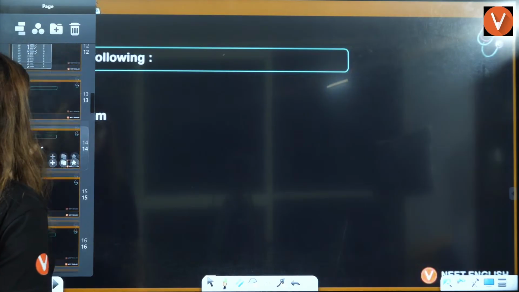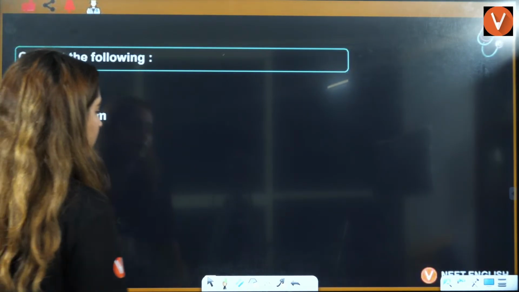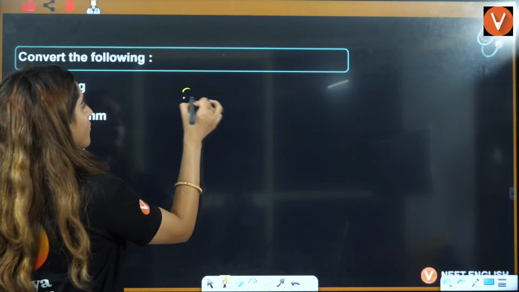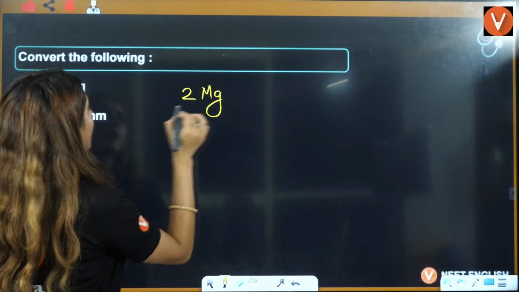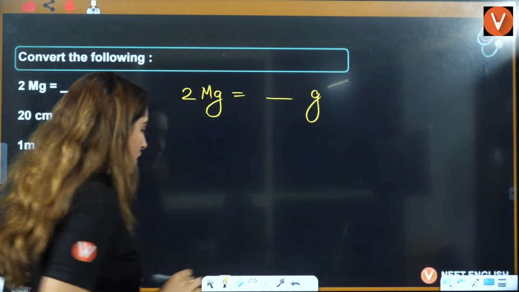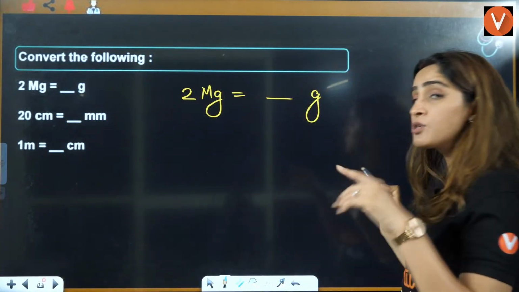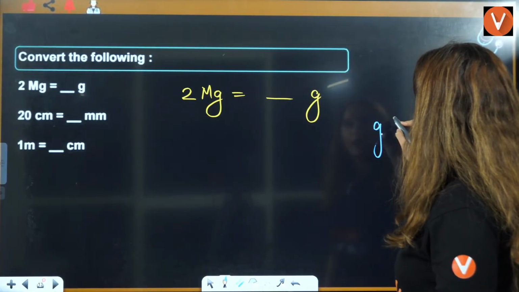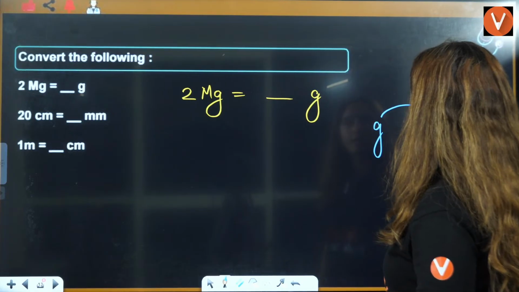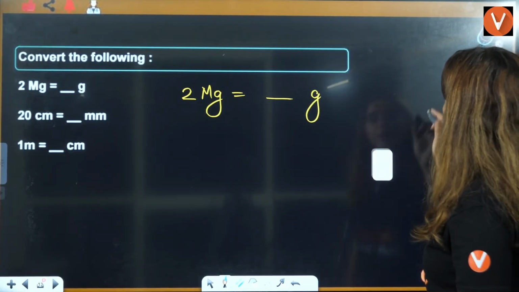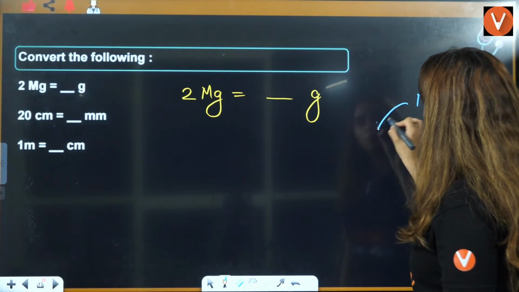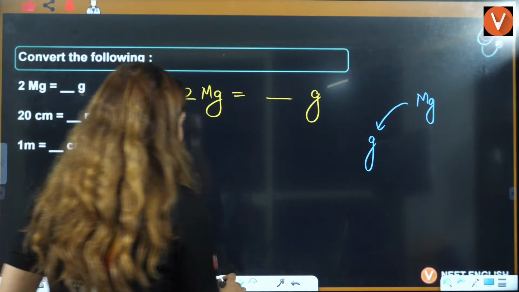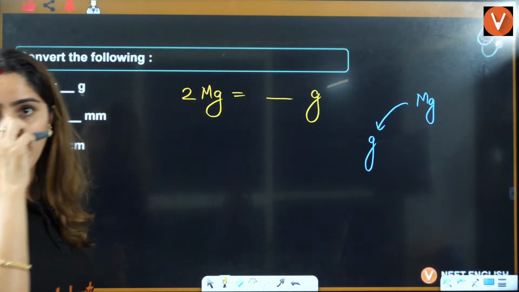Right? Okay. So, I'm going to do these conversions one by one. So, the first conversion, as you can see, is from 2 megagram to dash gram. Now, students, tell me one thing. Mega is bigger, larger or smaller? This is gram, and this is megagram, right? Now, they are asking you to convert megagram to gram. So, you can write megagram to smaller, that is gram. Larger to smaller, do we need to multiply or divide?